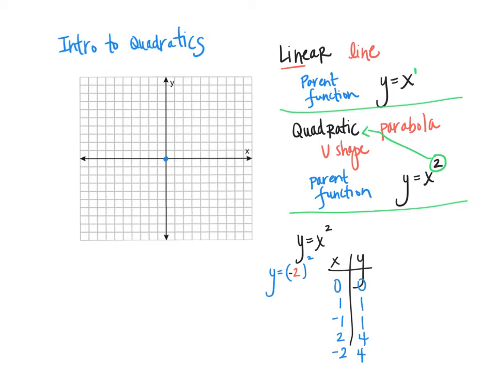All right, I'm going to graph these points. So I already have my 0, 0. And then I'm going to put a point at 1, 1, a point at negative 1, 1. Then I've got 2, 4. And then I have negative 2, 4. So notice I have my 5 points. I would always want you to use 5 points at least when you're doing a quadratic.